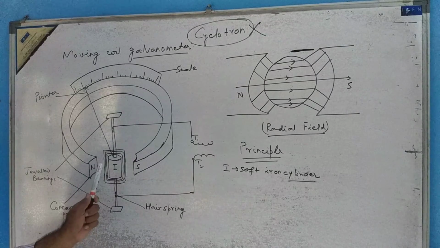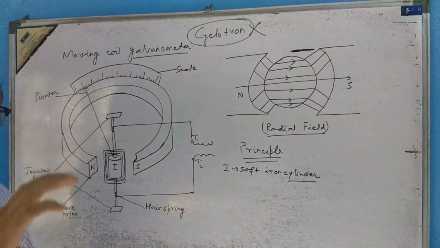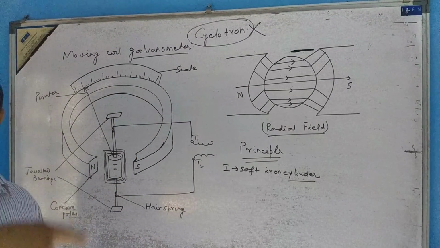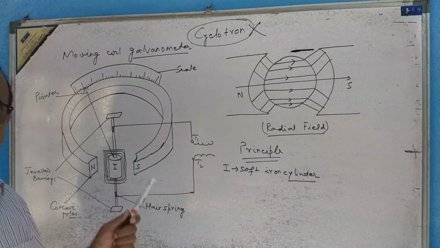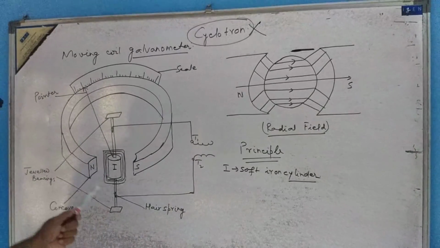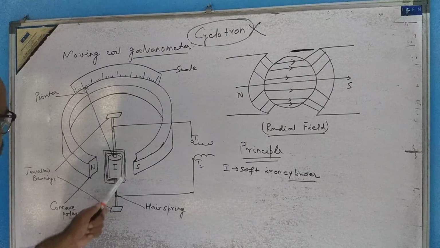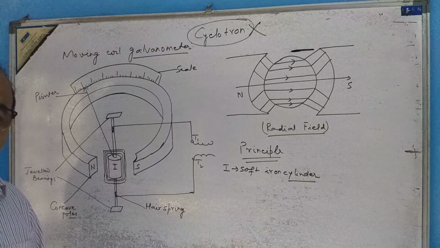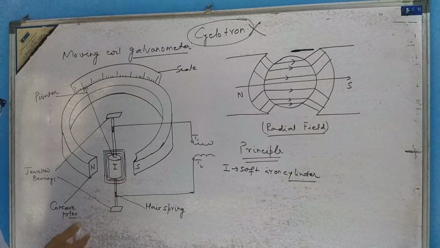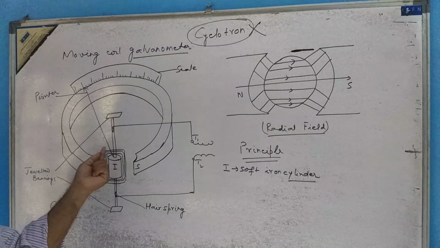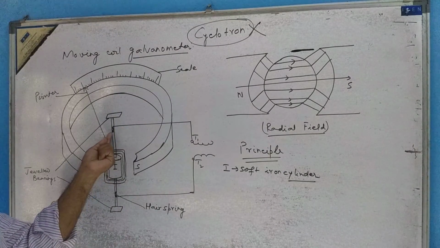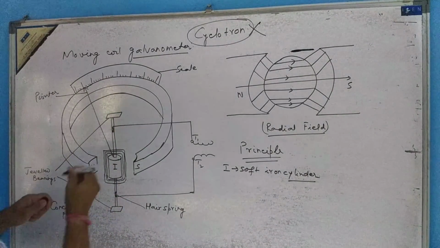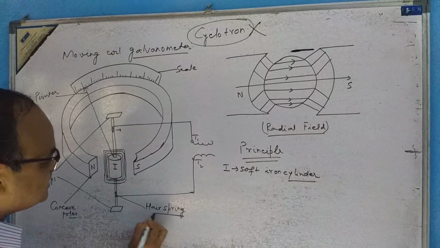The soft iron cylinder is placed inside a non-magnetic aluminium frame, over which insulated copper wires are wound, as shown in the figure. These copper wires which are wound definitely have two ends. One end is internally connected to one end of the hairsprings. Here is a hairspring, here is also a hairspring.